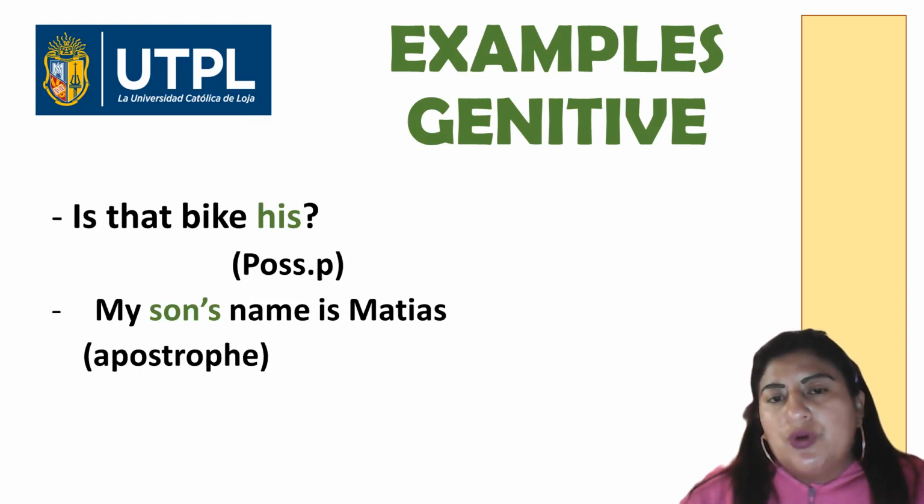I have 2 more examples. Is that his? In this case, I have an interrogative sentence. I have the possessive pronoun, that is his. Don't forget that the genitive case shows us ownership. My son's name is Matthias. In this case, we have an apostrophe. This sentence is singular. For that reason, it shows ownership.